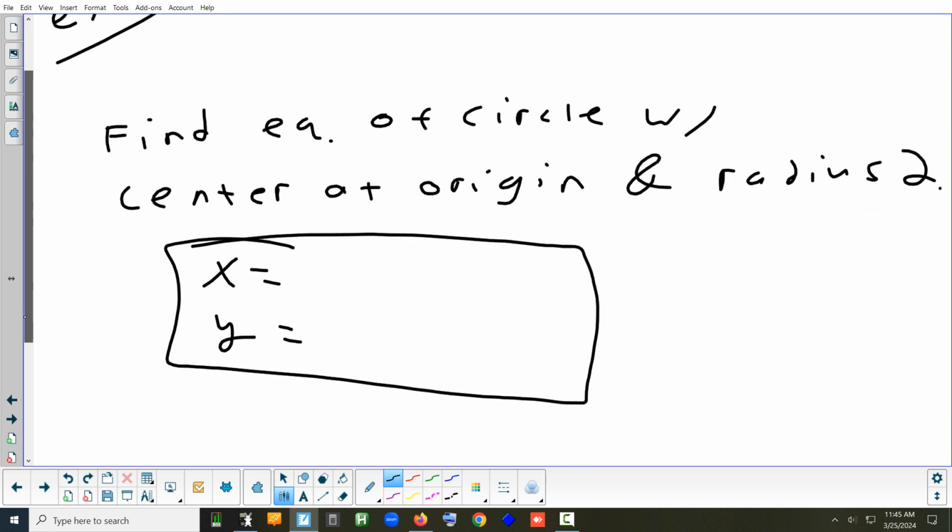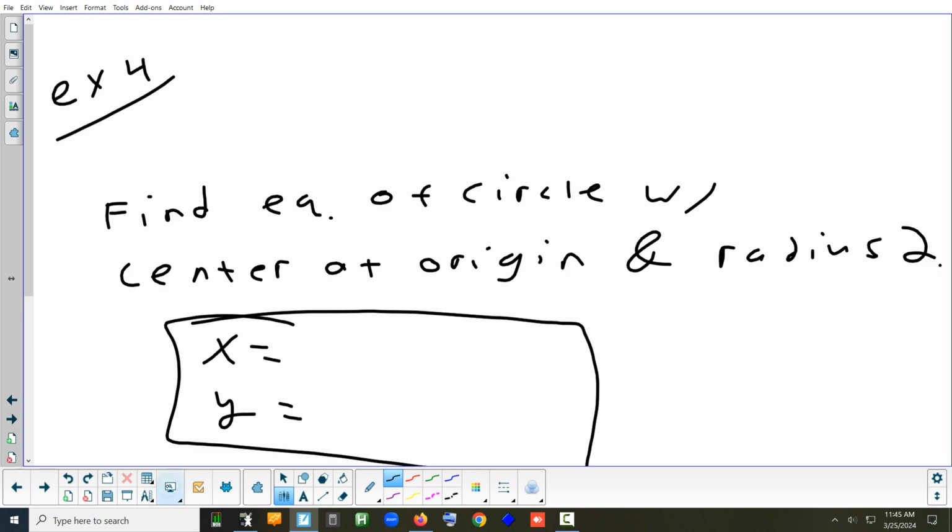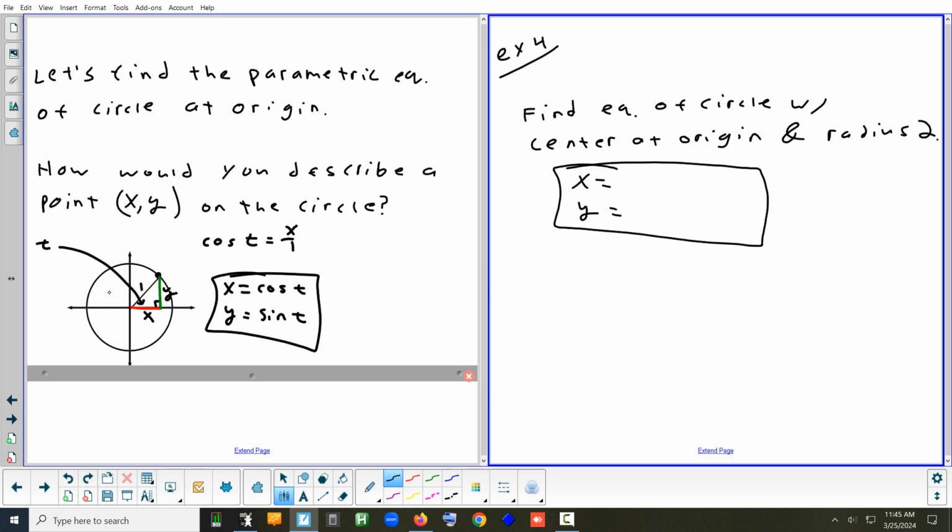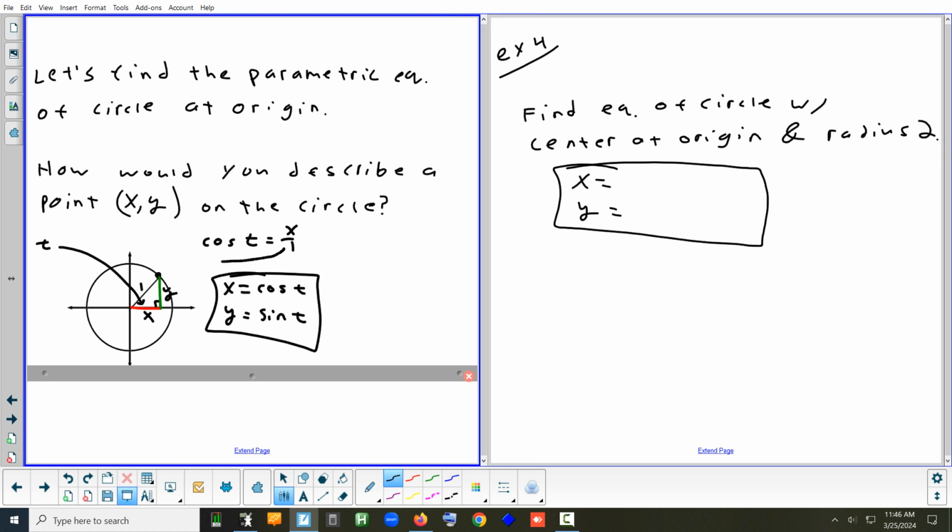So, let's find the equation of a circle with the center at the origin and a radius of 2. Now remember, when we did this, what was our radius in this problem? 1. How would you bring this 1 to the other side if it wasn't 1? You multiply by it, and it would be in front. So really, it's like there's a 1 there. What do you think the formula for a circle with a radius of 2 is?